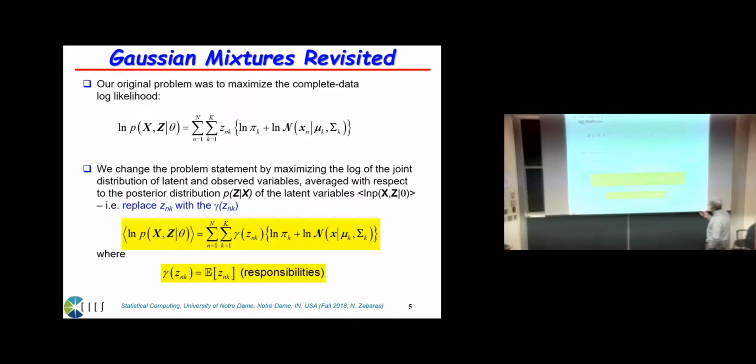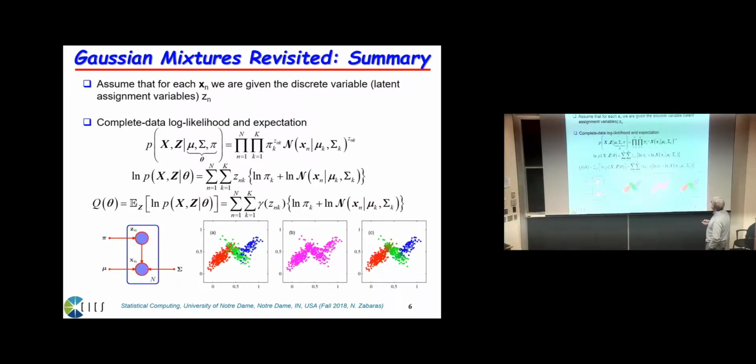There is nothing really on the slide, so I can keep going. In the notation, we call this Q of theta, where theta is all the parameters in the problem. The parameters involve the prior probabilities pi_k, and also the mean and the covariance matrix for each Gaussian. So the problem here is to compute pi_k, mu_k, sigma_k, and of course in the process also compute the responsibilities.